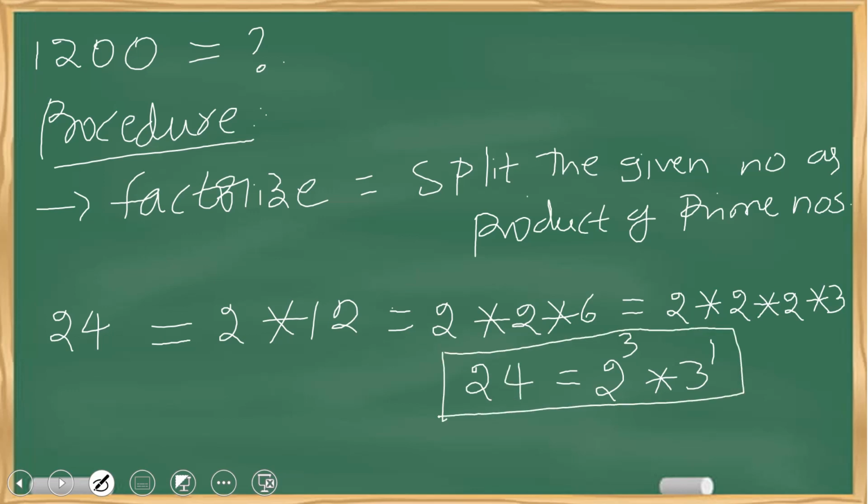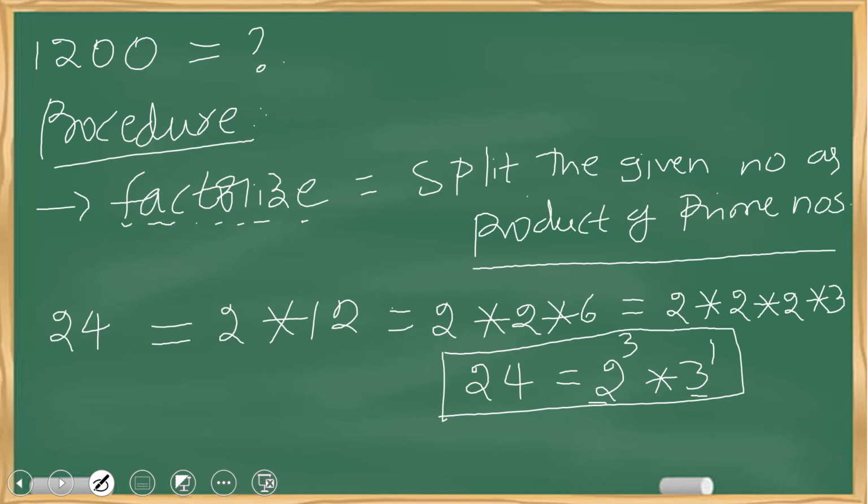is called factorization. Why in this format? Because you need to bring the given number into a product of prime numbers. 2 is a prime number, 3 is a prime number. That means if you bring the given number in terms of prime numbers to some power, then that is called the factorization. Okay, this is very important.